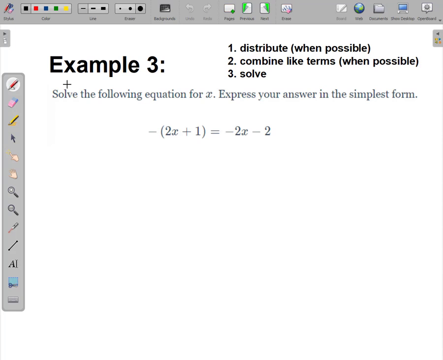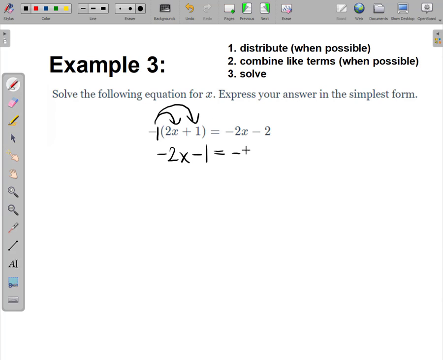Example number 3. Solve the following equation for x. Express your answer in simplest form. So number 1, distribute. We do have parentheses, so I'm going to turn this into a -1. Some students find it helpful to distribute a -1 instead of just the negative sign, but it doesn't matter. -1 times 2x is -2x. -1 distributed to +1 is -1.